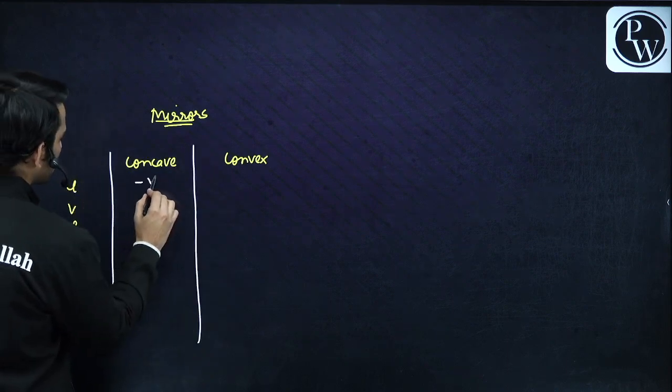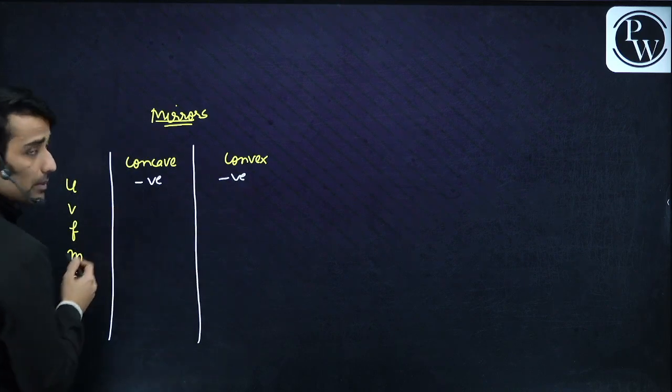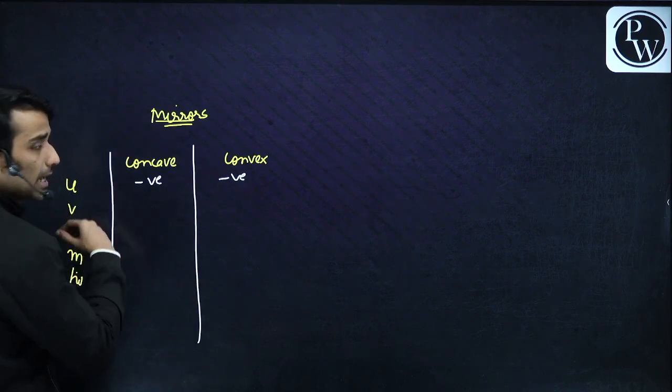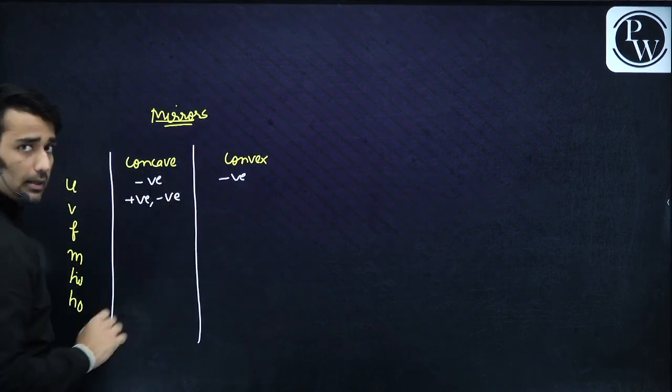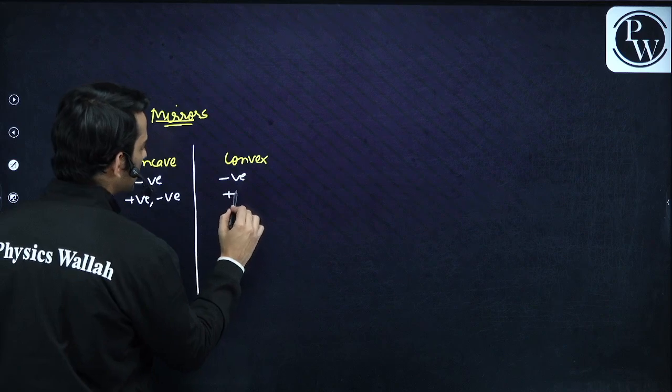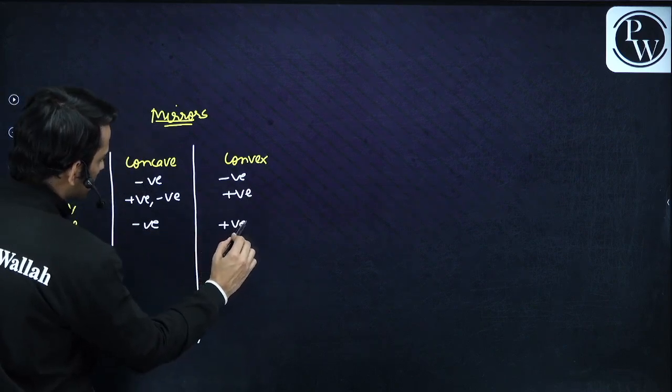So, object distance is negative for both concave mirror and convex mirror. Concave mirror can form the image on the left hand side and also on the right hand side, so the image distance would be positive and negative. Convex mirror always forms the image on the right hand side, so it is positive. Focal length is negative for concave and positive for convex.